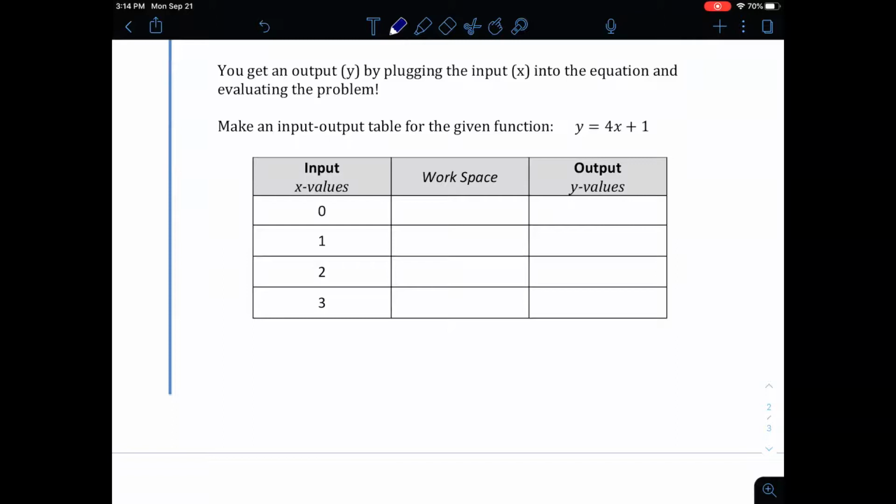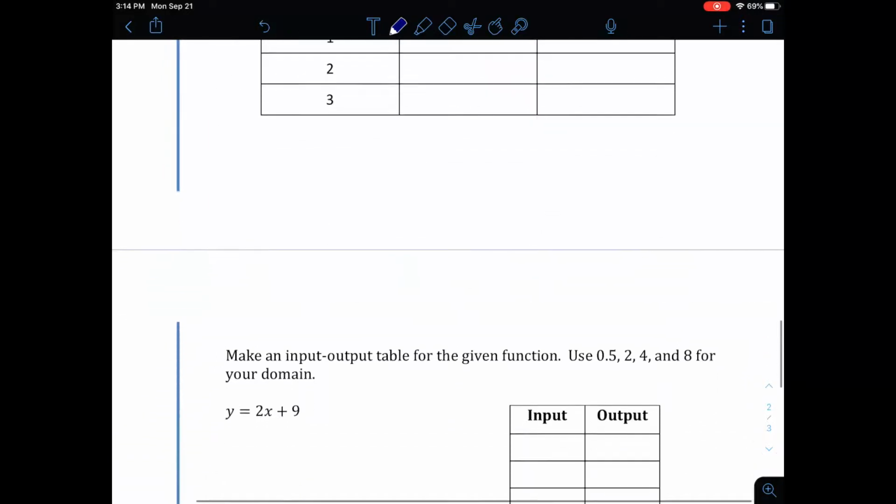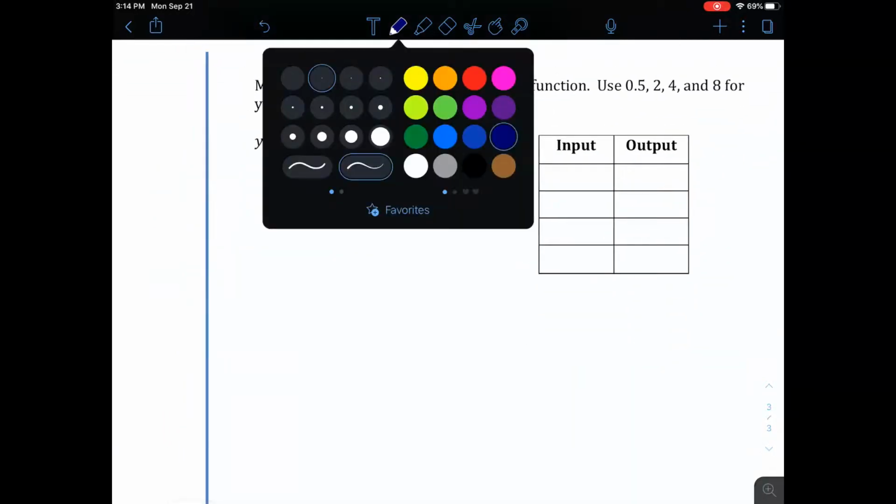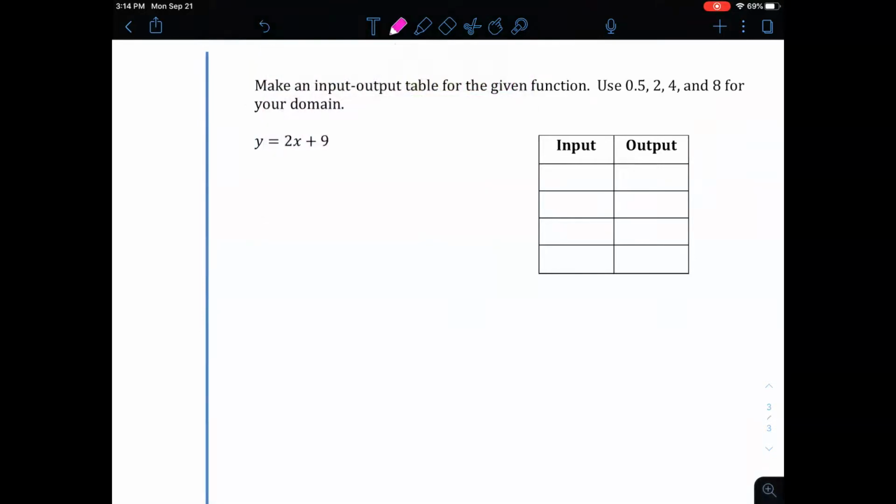All right, we got 2 more examples to do here. We're gonna do the next example on the next page first, and you guys will try the next one on your own. We're gonna do the harder one first together. All right. So let's go ahead and do this one together.